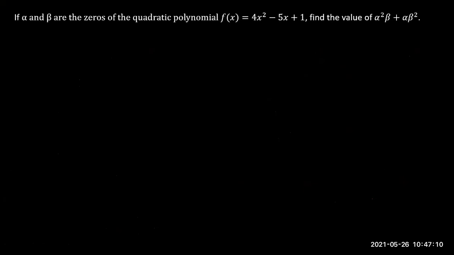If alpha and beta are zeros of the quadratic polynomial f of x is equal to 4x square minus 5x plus 1, find the value of alpha square beta plus alpha beta square. Answer, you tell me.